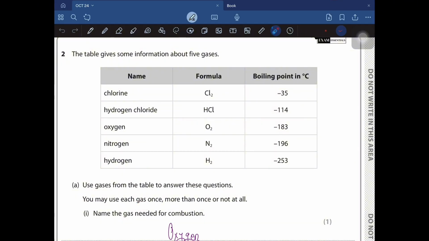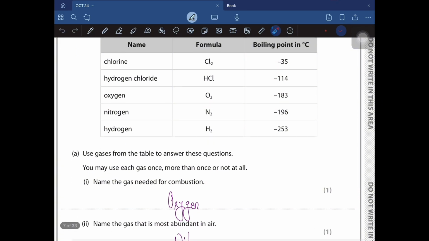Name the gas needed for combustion. For anything related to combustion, you need oxygen. You need oxygen to burn something, and the process of burning something in oxygen is what we refer to as combustion.